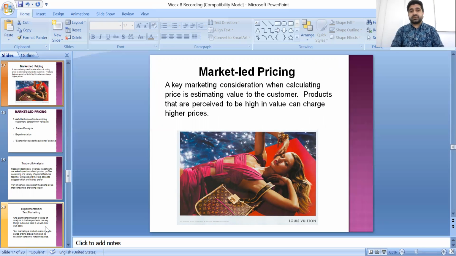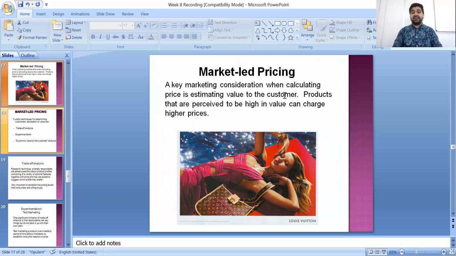Market-led price. What is meant by market-led price? Based on the market, on what price is being charged, we fix the price. A key marketing consideration when calculating price is estimating value to the customers. Products that are perceived to be of high value can charge a high price. For example, if you're offering a very good quality product, it will be perceived at a high value by the customers, and you will charge accordingly.